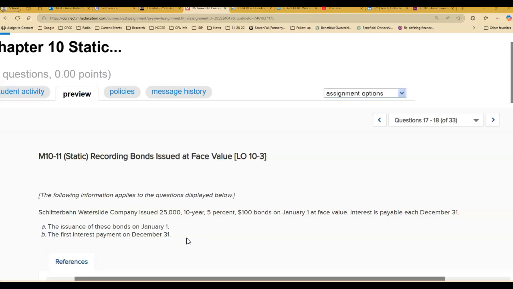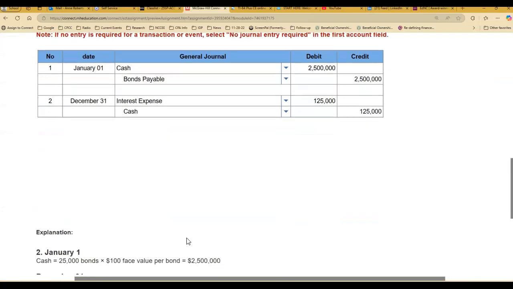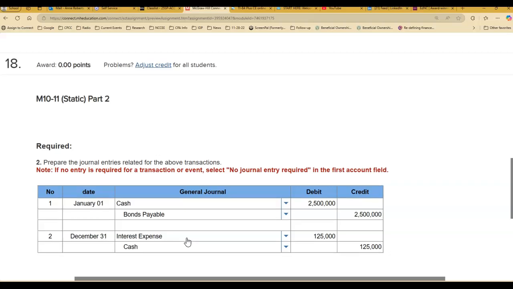So it's $5 per bond times, to get the total cash, $5 per bond times 25,000 bonds, right? So there's our $125,000 payment, okay? Every bit of it goes to interest expense. That's not always going to be the case. And the amount of your cash payment.